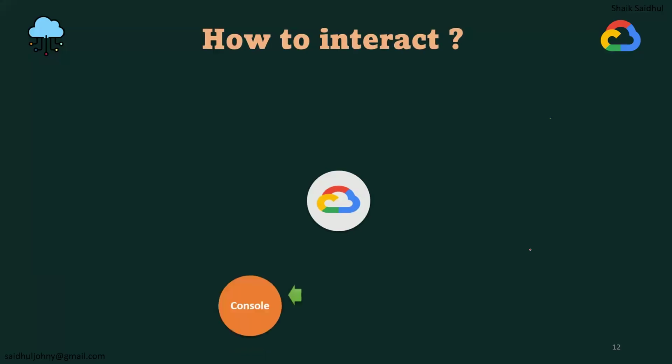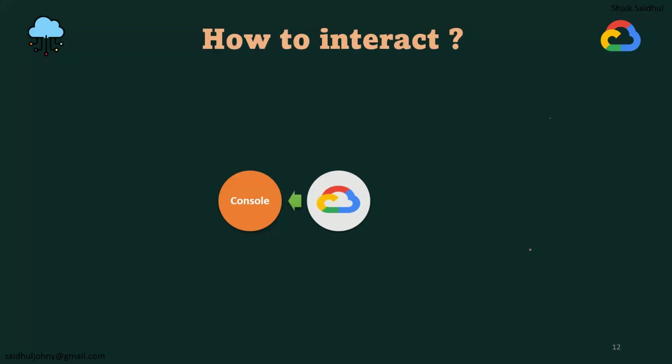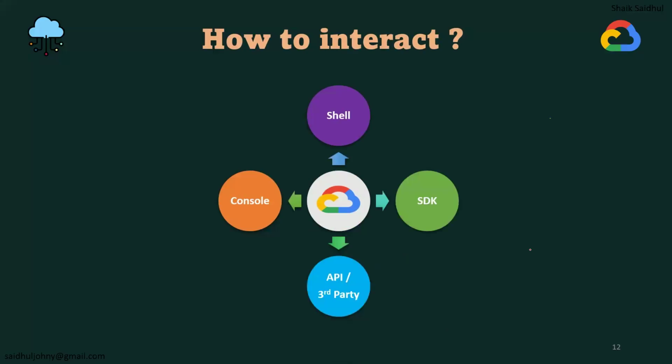The very first method is the console. The second method is Cloud Shell. The third method is Cloud SDK. The fourth method is APIs and third-party tools. If you wanted to interact with the GCP services, there are totally four methods: first is Cloud Console, second is Cloud Shell, third is Cloud SDK, and fourth is APIs and third-party tools.